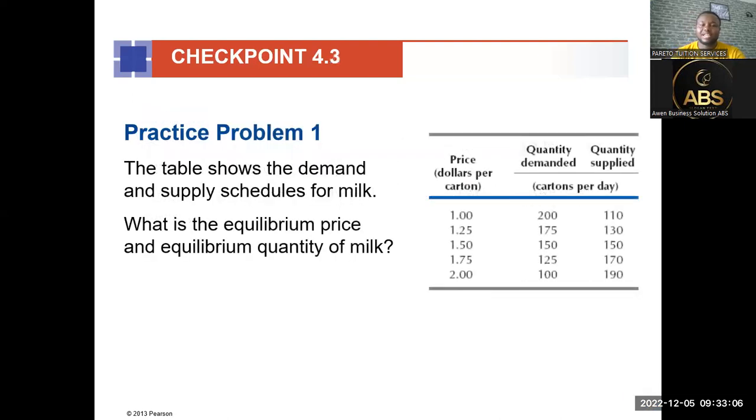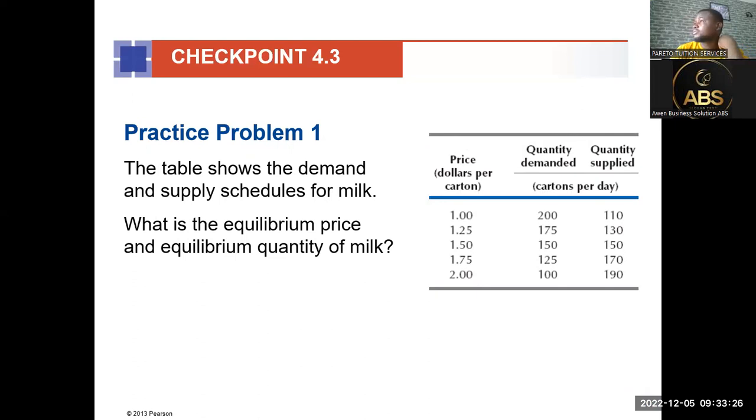Now let's look at this table showing the demand and supply schedule for milk. Okay, so this is the price, quantity demanded, and then quantity supplied. So the first question is, what is the equilibrium price and equilibrium quantity of milk? Can you try this one? What is the equilibrium price and equilibrium quantity?